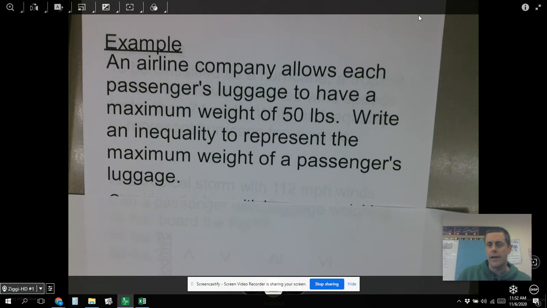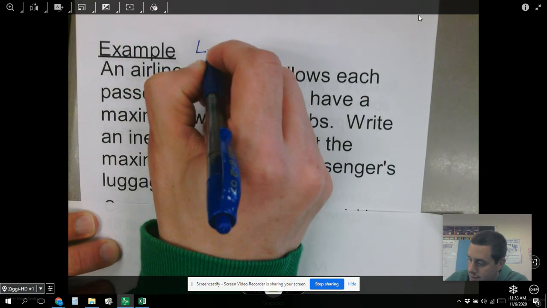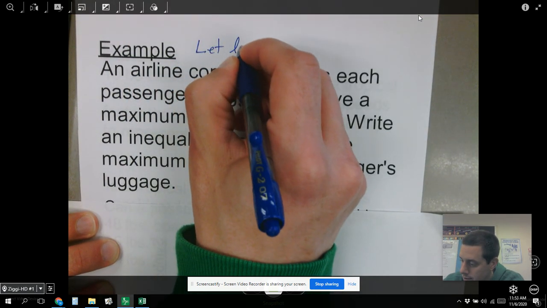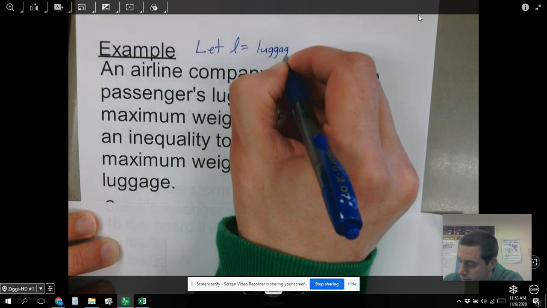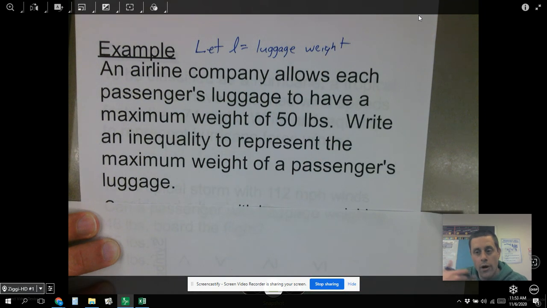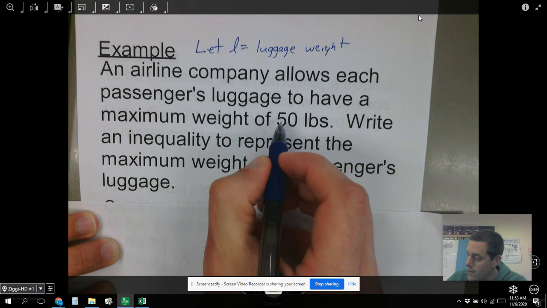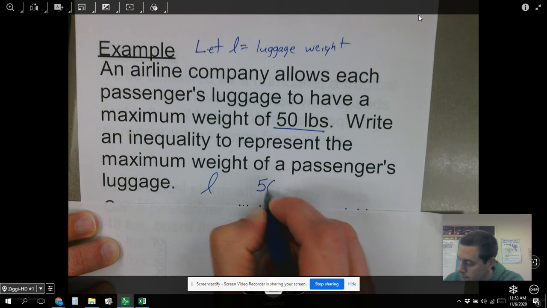Just like when we were writing equations, our first step is to identify a variable here. What don't we know? In this situation, we don't know how much a passenger's luggage would weigh. So let L equal the luggage weight. And now what are we comparing that luggage weight to? We know the airline company is looking for a weight of 50 pounds. So I'm comparing my luggage weight to 50 pounds.